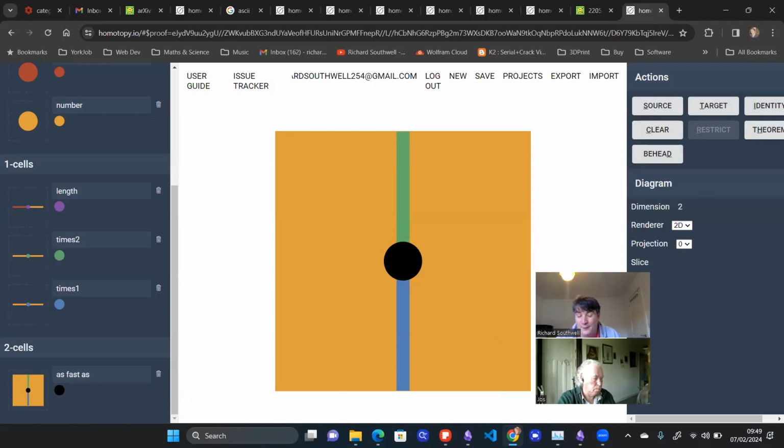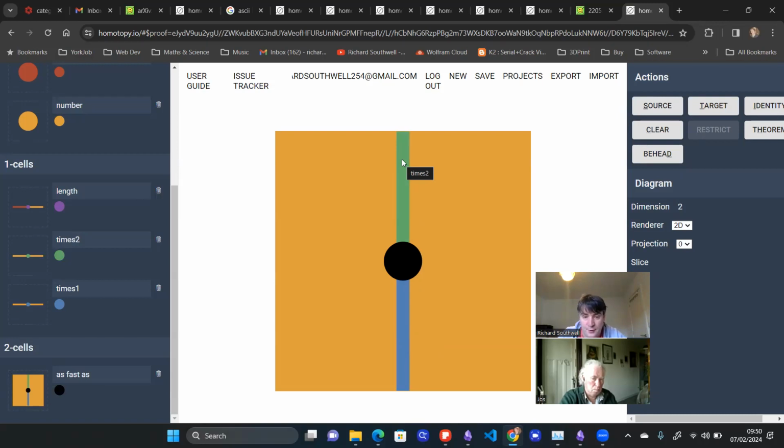So this is the beginning of the non-trivial bit, and things start to get very interesting very quickly at this point. So what's going on here? How are we supposed to read this picture? Well, we read it from left to right and from bottom to top. So we say that this black thing here is called as fast as, and its source is times1, and its target is times 2. So we're reading from bottom to top.